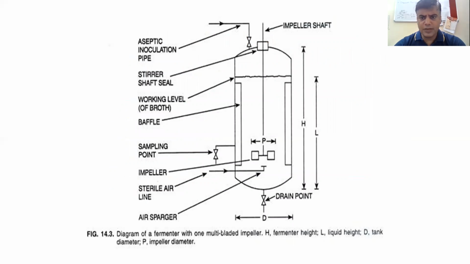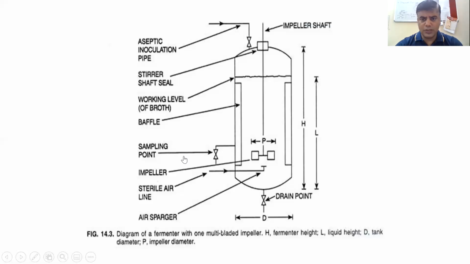If you see the diagram of the fermenter, you can find the aseptic inoculation pipe, stirrer shaft seal, working level of broth, baffle, sampling point, impeller, sterile air line, air sparger, and drain point. So this is the diagram of the basic design of the fermenter. There is a sampling point also, which is used for timed withdrawal of samples to monitor the fermentation process and for quality control.